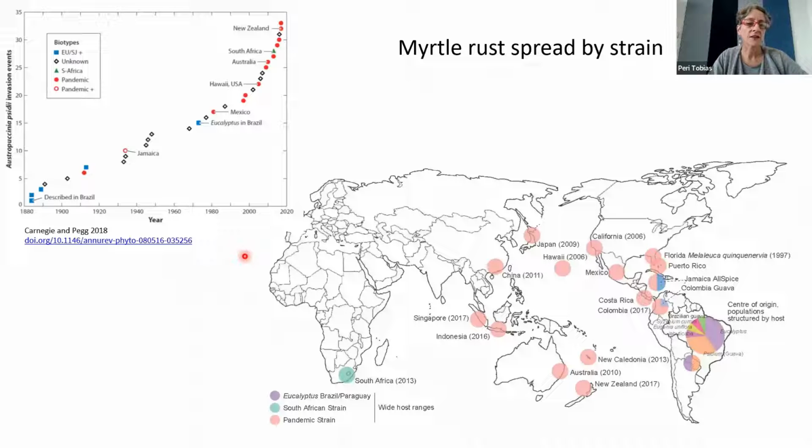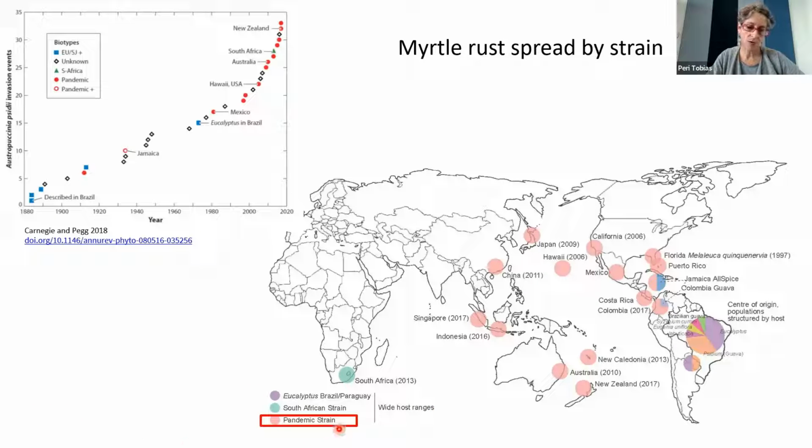And those red dots indicate the strain that has been spreading rapidly. And here on the map, we have the strain that is most widely spread globally, the pink one on the map. That's the pandemic strain, which was found in Australia in 2010, and in New Zealand in 2017, and the Asia Pacific regions.